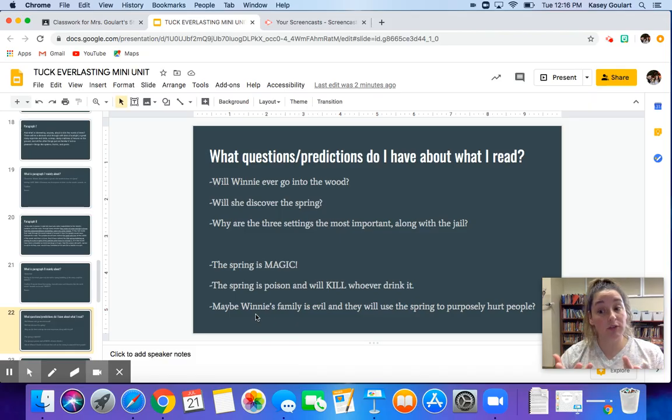Remember, predictions or inferences always go with what we have already read. They're not totally crazy out of your mind, like a unicorn's going to flow from the spring. That makes no sense with what we've read, okay?